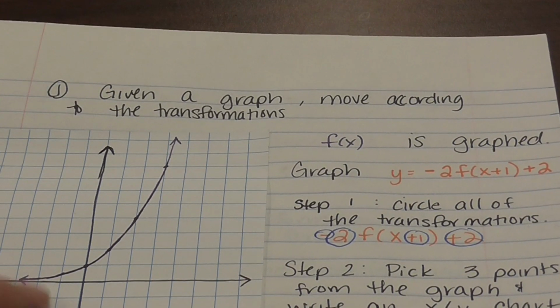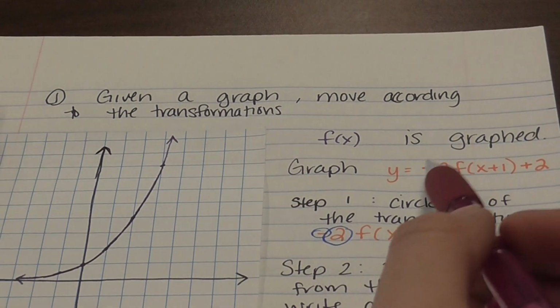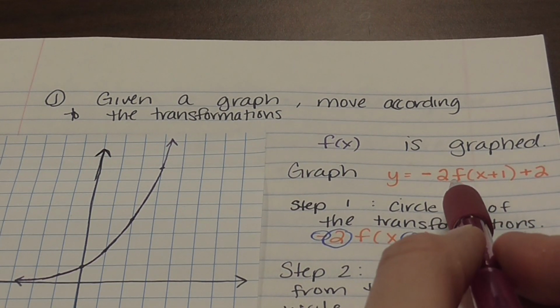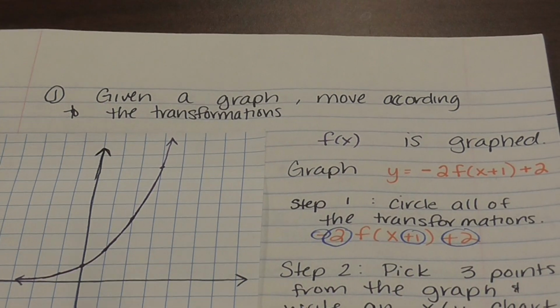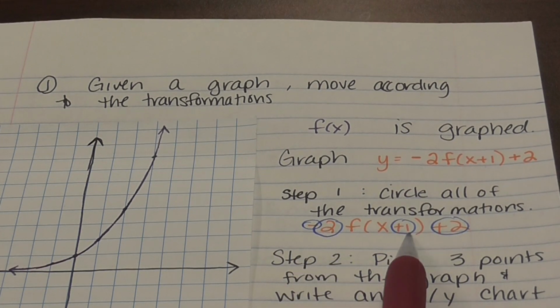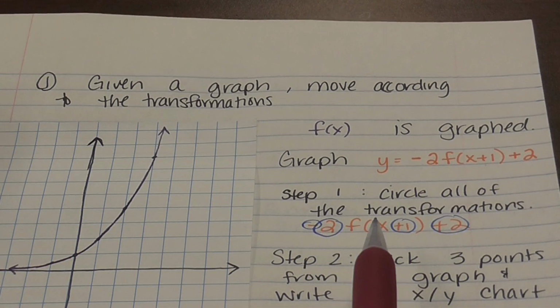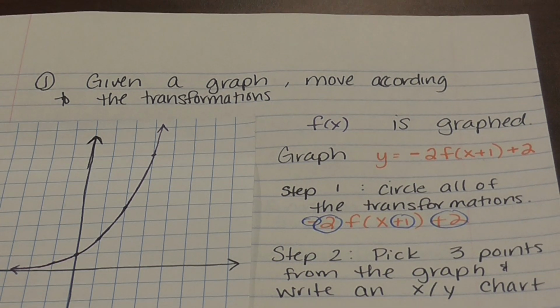So it's telling you that f of x is graphed, and it wants you to graph the graph y equals negative 2 times f of (x plus 1) plus 2. Good grief, that's a lot of stuff happening to that graph. So the very first thing I want you to do is circle all of the different transformations. So all that is not circled is f of x. Okay, that's the only thing that's not circled.